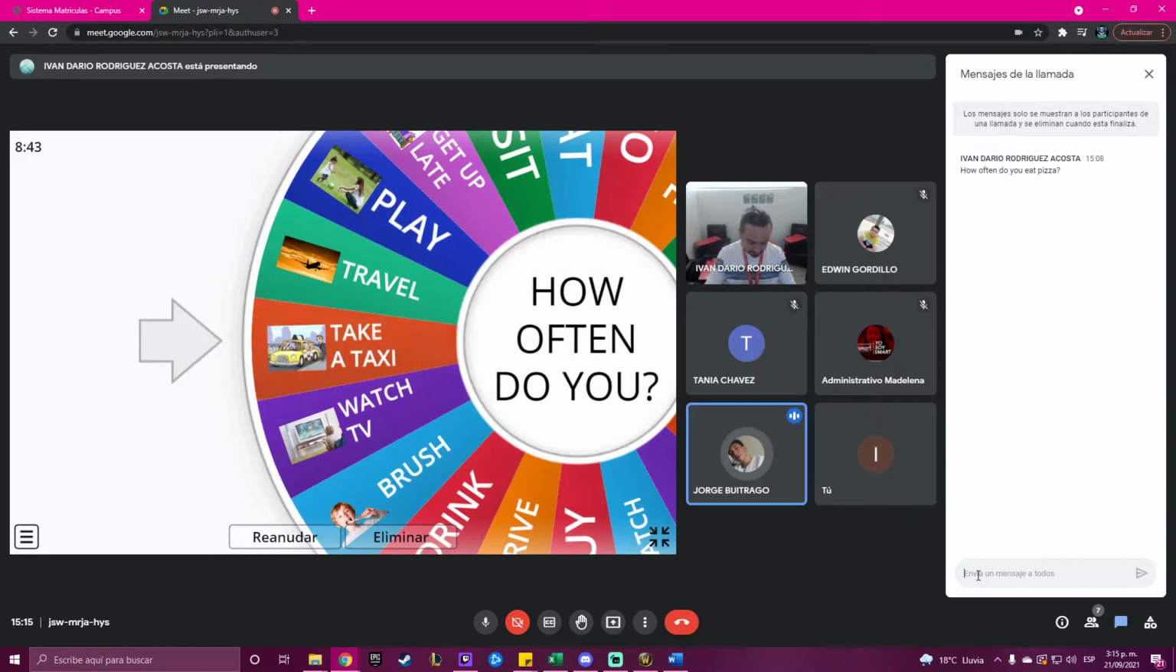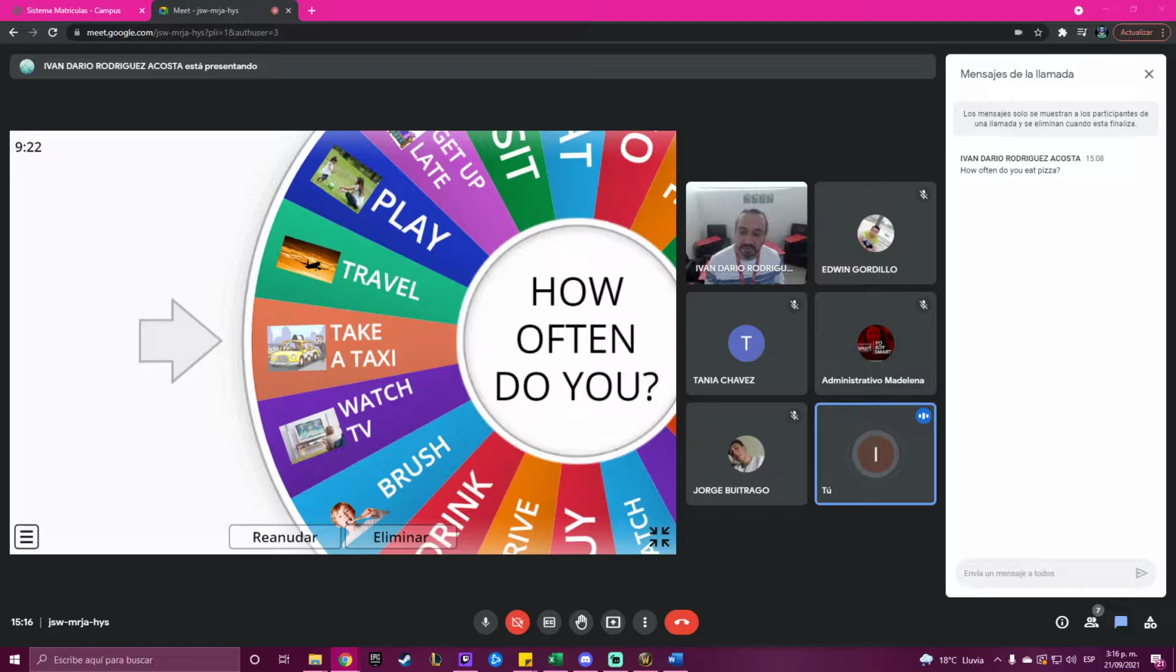How often do you take a taxi? Very good. Tania, how often do you take a taxi? I take a taxi a little bit. Hardly ever. So remember that the sequence is I hardly ever take a taxi, right? No problem. Don't be sorry about that. We are learning. Ibeth, how often do you take a taxi?